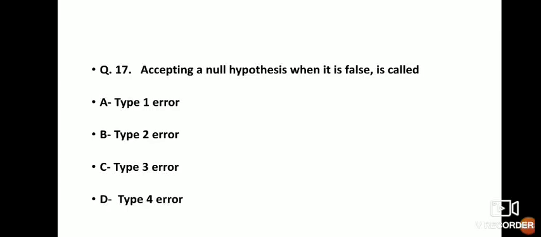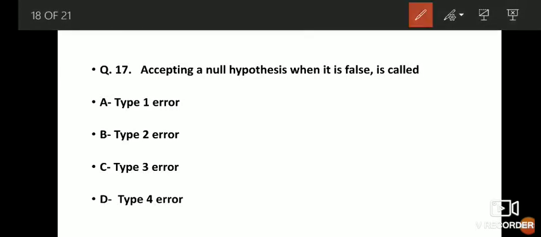Then, accepting a null hypothesis when it is false is called, accepting a null hypothesis when it is false, then we are committing a mistake, and the mistake is called type 2 error. So here the correct answer is option B, that is type 2 error, that is accepting a null hypothesis when it is false. Similarly, rejecting a null hypothesis when it is true is called type 1 error.